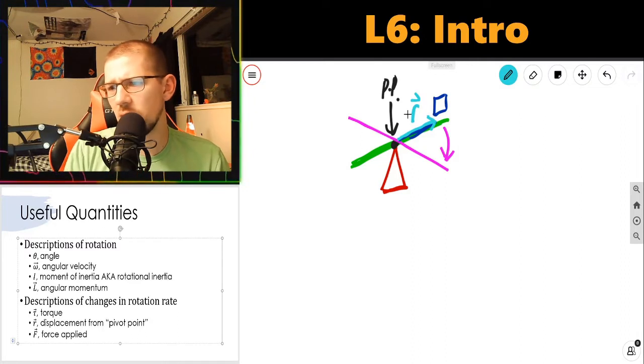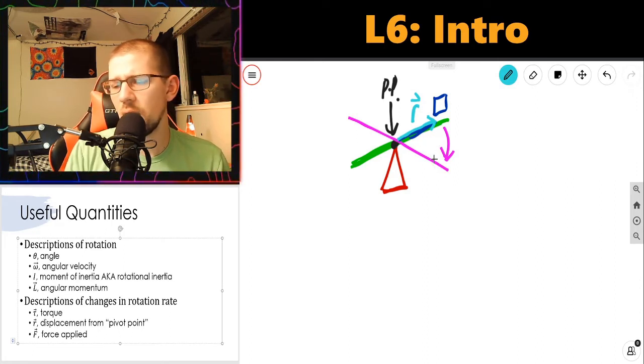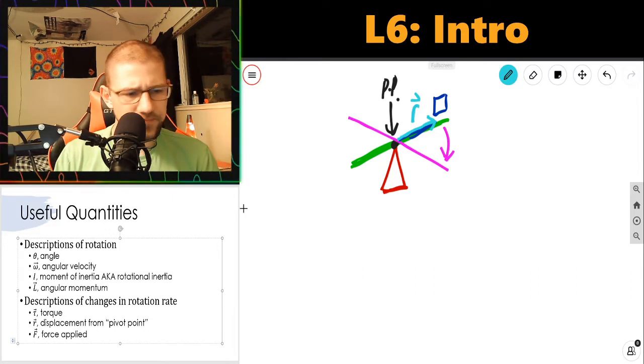Okay, and of course this vector R is described by some numbers, right? So for example here it might be, I don't know, 3, 1. R could be 3 in the x direction, 1 in the vertical direction, something like that.